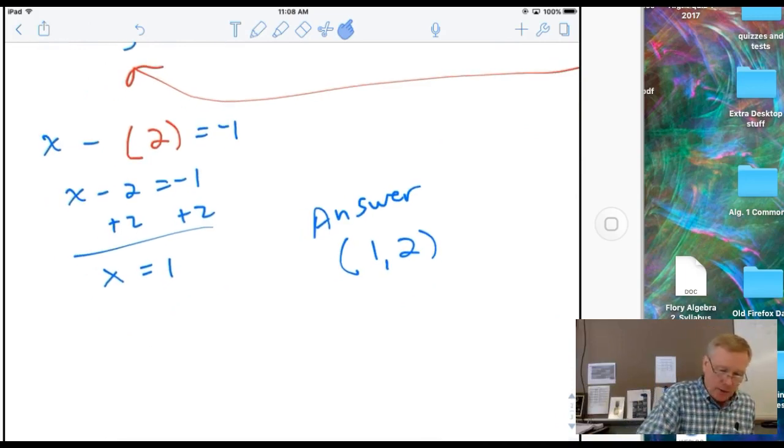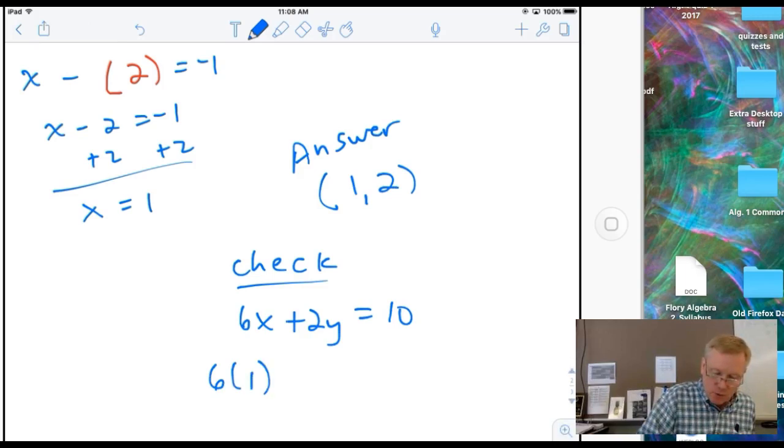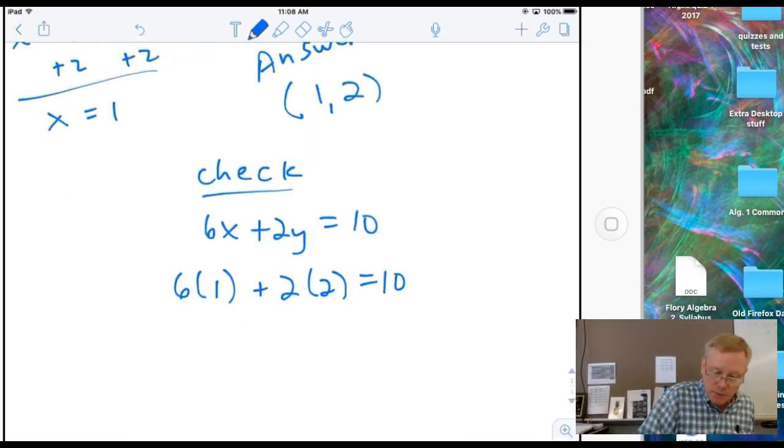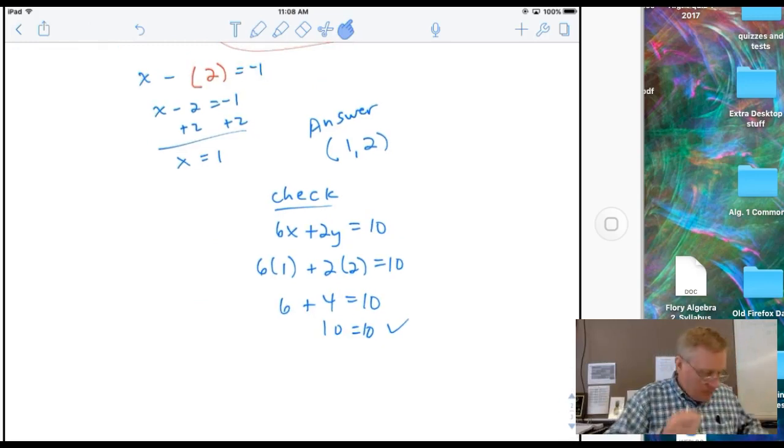Now I'm going to check it, all right? I'm going to check it in that second equation here. 6x plus 2y equals 10. I got 6 times x is 1. 2 times y is 2. So that better come out to be 10. Otherwise, I made a mistake and I need to go check my work. 6 plus 4. 10 equals 10. Check. Okay. All right, and that's number 2.